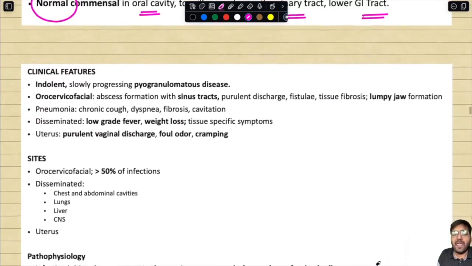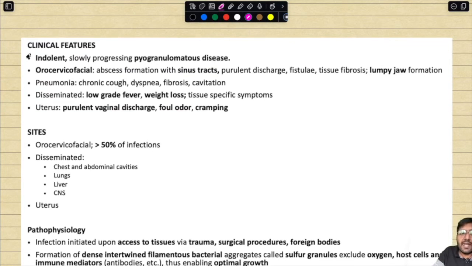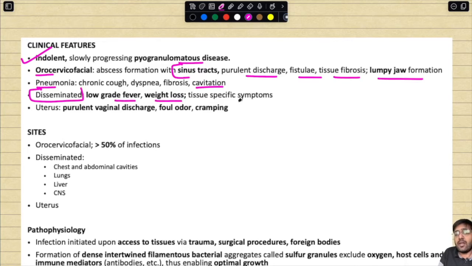Okay. So what are the clinical features of this disease? They present as an indolent, slowly progressive pyogranulomatous disease. The orocervicofacial variety can present with abscess formation with sinus tract, purulent discharge, fistula, tissue fibrosis and lumpy jaw formation. The pulmonary variety can present with pneumonia characterized by chronic cough, dyspnea, fibrosis and cavitation, whereas the disseminated variety can present with low-grade fever, weight loss and tissue-specific symptoms, and the one associated with IUD usage can present with purulent vaginal discharge, foul odor and cramping.